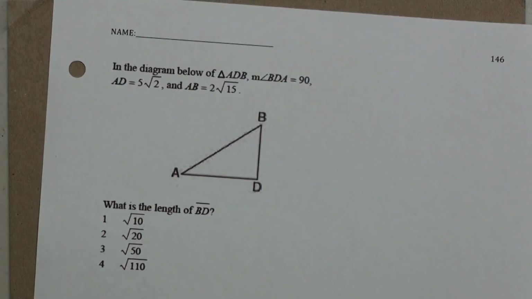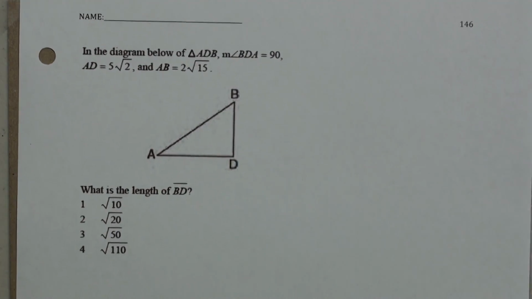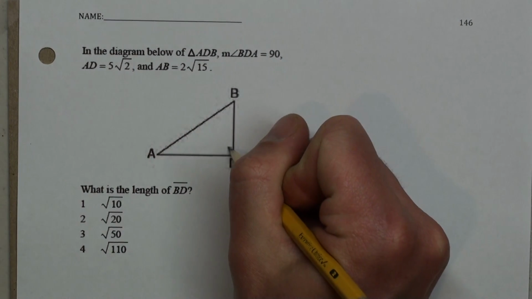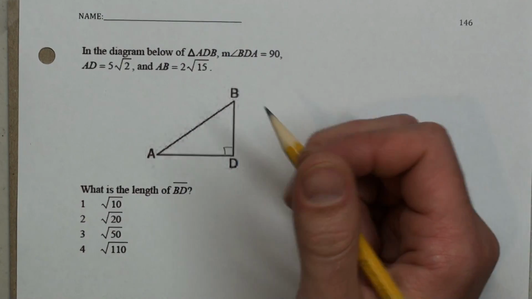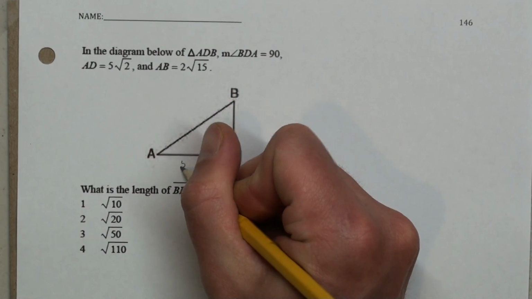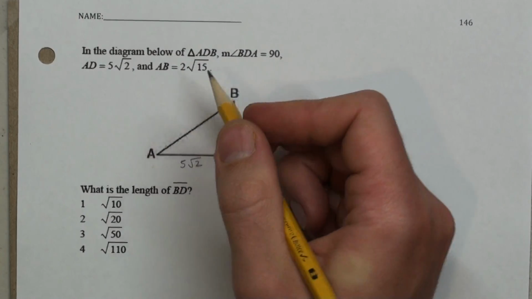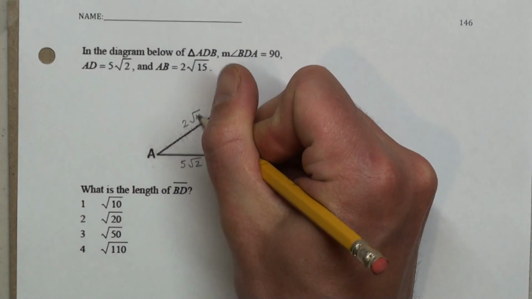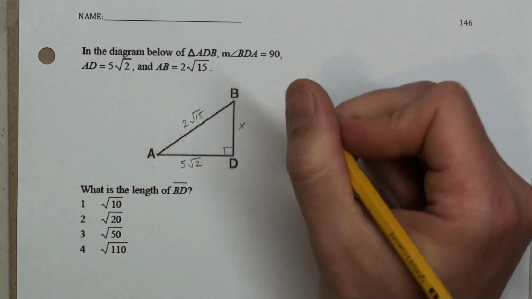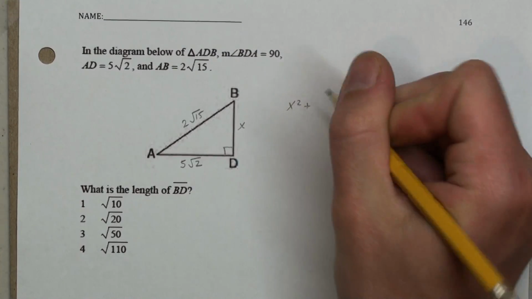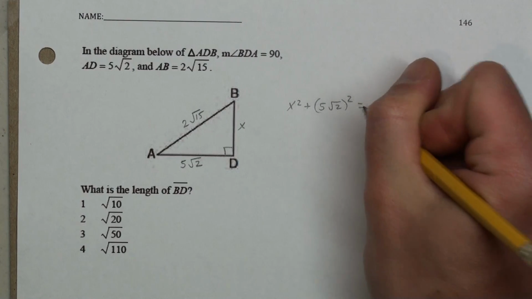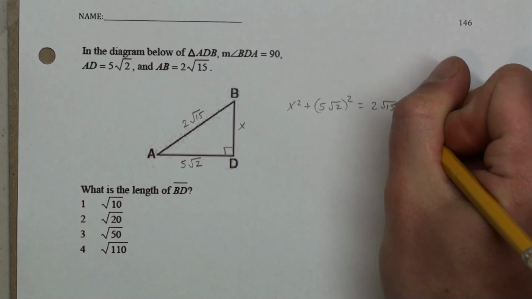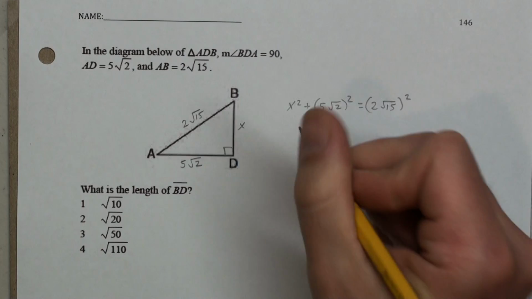146, Pythagorean theorem time. The diagram below, BDA is 90. It has to be a right triangle in order to do Pythagorean theorem, remember? AD is 5 radical 2. AB is 2 radical 15. This one is x. So x squared plus 5 radical 2 squared equals 2 radical 15 squared.